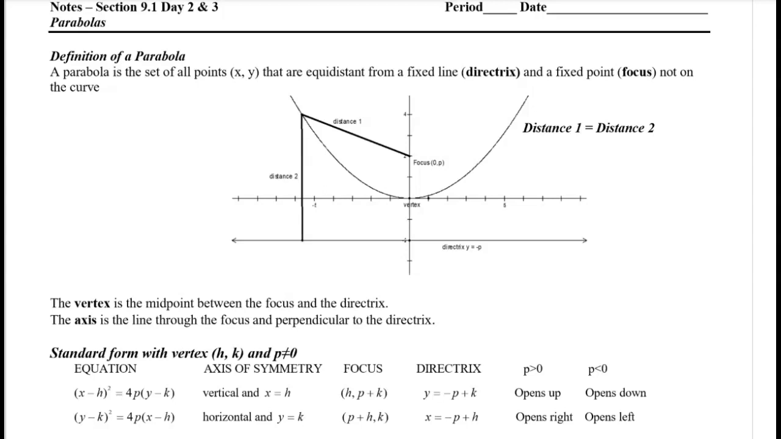So a parabola is a set of all points x, y that are equidistant from a fixed line. That fixed line is called the directrix, and a fixed point called the focus point. So as you can see in this picture, any point on this parabola, so maybe I pick one here, the distance to the focus and this directrix, those are going to be equivalent.